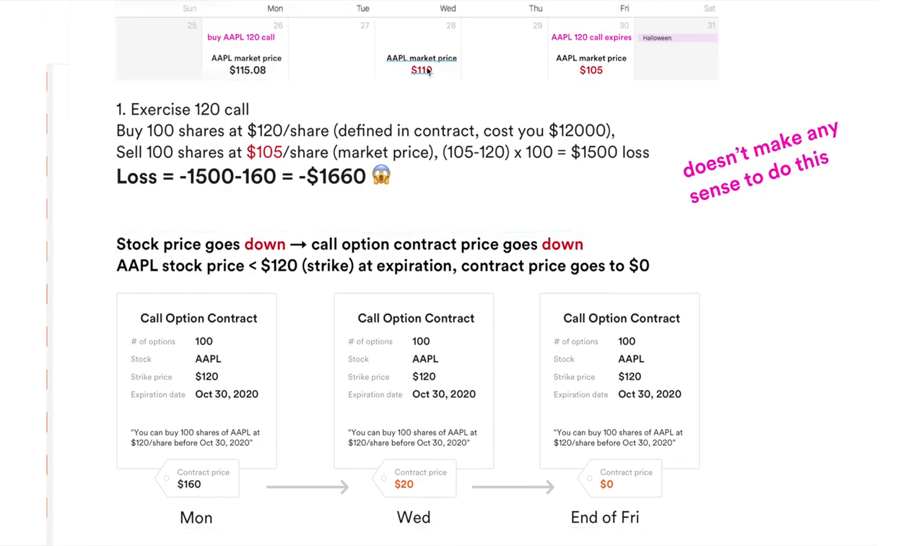On Wednesday, since Apple's stock price drops, the call option contract price will also drop. It might drop from $160 to $20 only. Because Friday, it's 105. 105 is below 120. What will happen if it's below the strike price 120? The contract price goes to zero. So the contract price on Friday will go to zero.